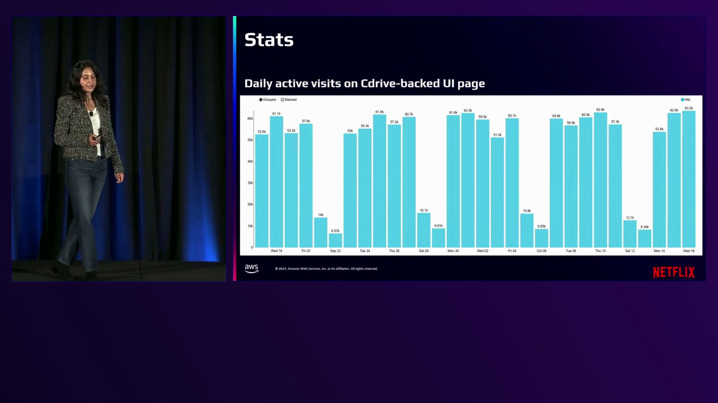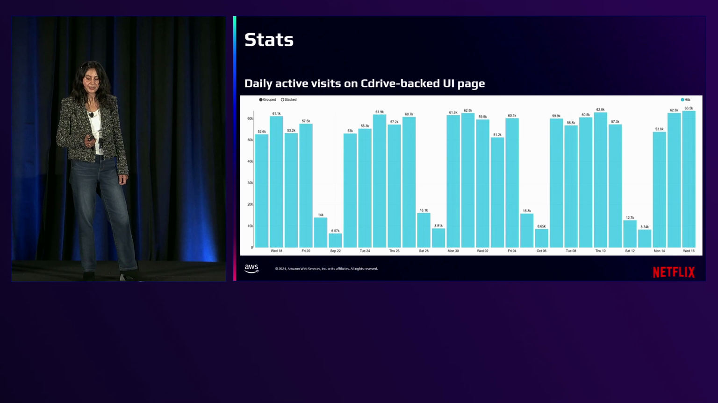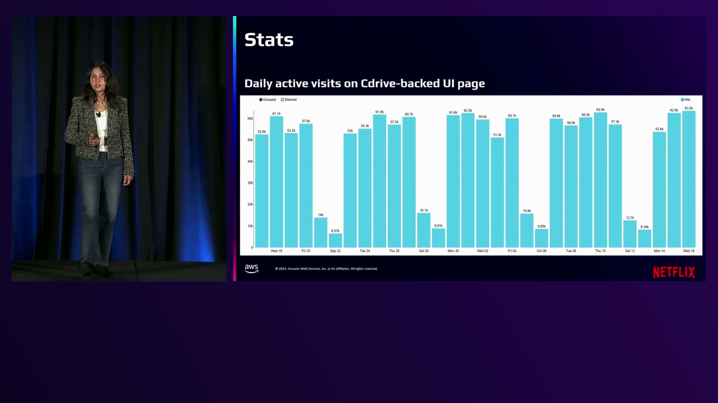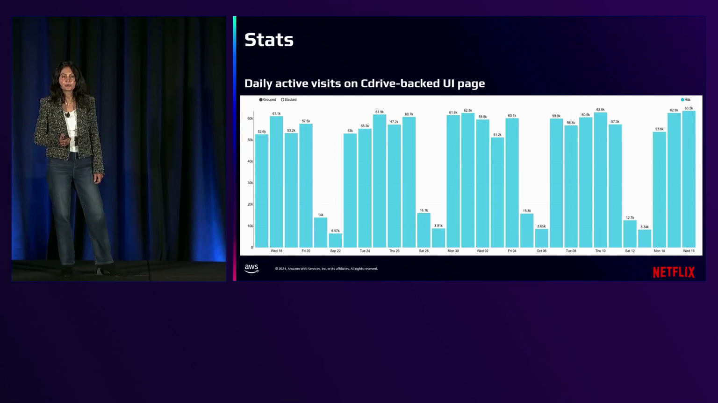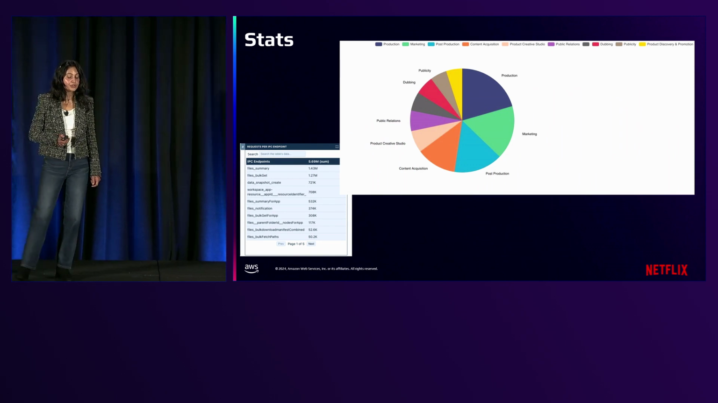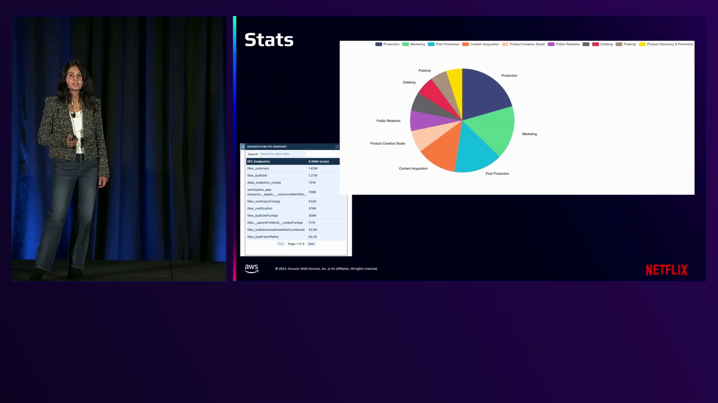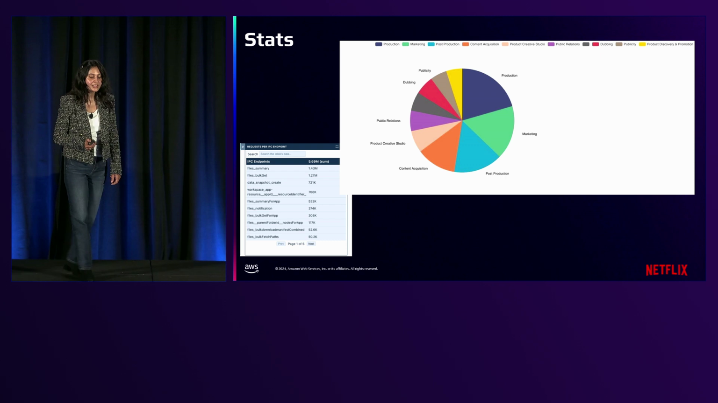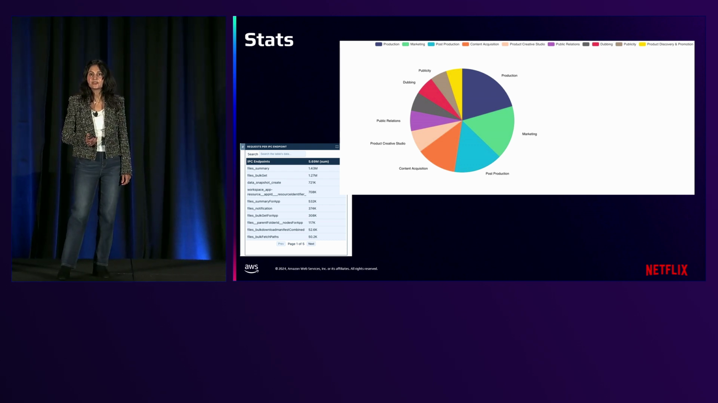This graph shows the daily active visits on the C drive backed UI page. Here you can see that on a daily basis, about 50 to 60K users access the Content Drive backed UI page to perform their operations, to access their work in progress files to create the final content. UI page visits by various studio production departments further highlight the importance of Content Drive for the business. You can see that various production departments, marketing, post-production, content acquisition, public relations, dubbing, and many more access Content Drive on a daily basis.